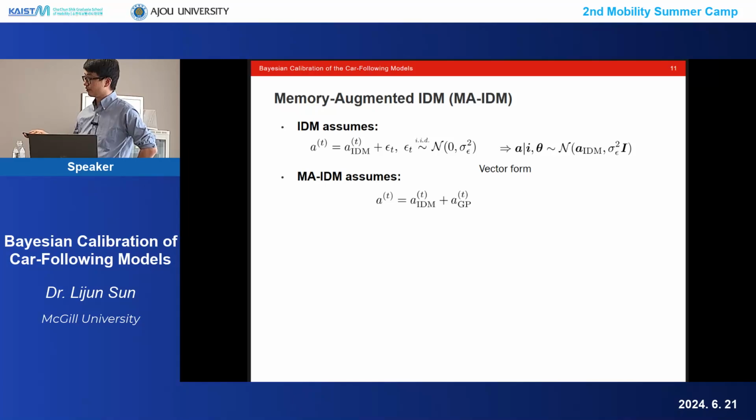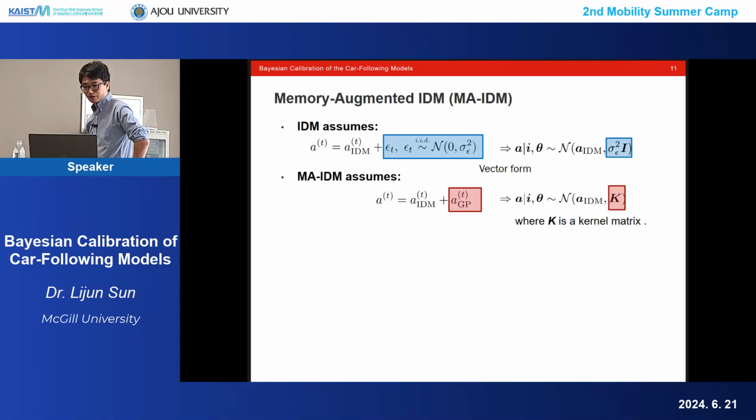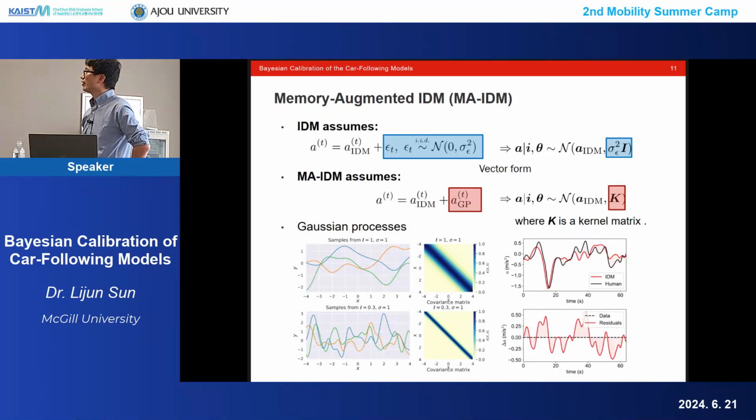And this is the decomposition we have. We still have the IDM term, but for the error term, I use this Gaussian process to capture it. So what is the Gaussian process? A Gaussian process is essentially a way to model a stochastic process by using a kernel function. The idea is that for a collection of random variables, I can model them jointly as a multivariate Gaussian distribution with a mean function and also a covariance function.